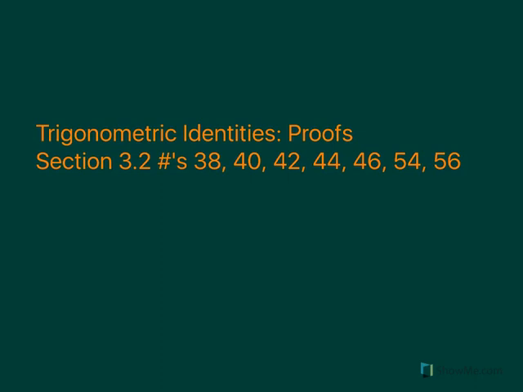Hey, good morning, everybody. Here are some more examples of proofs for proving identities to be true. These are from section 3.2, numbers 38, 40, 42, 44, 46, 54, and 56. And these are pre-worked out solutions, so we'll just go ahead and take a look at them and make a few notes as we go through them.